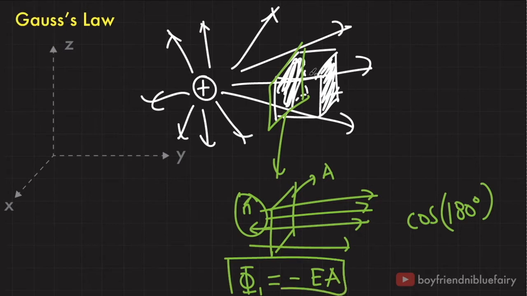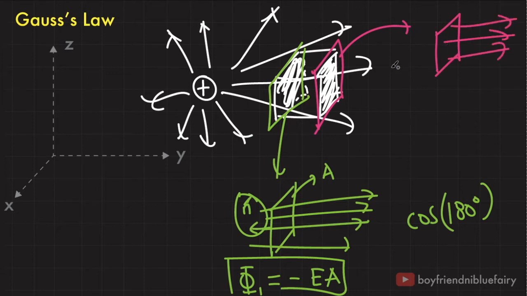Let's now turn to this side of this closed surface. So if I redraw this surface, the electric field lines point this way and the area vector n hat is parallel with the electric field lines. Therefore, the flux on this surface is positive EA.